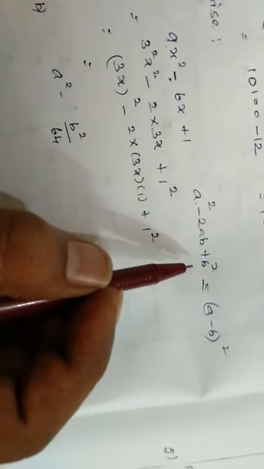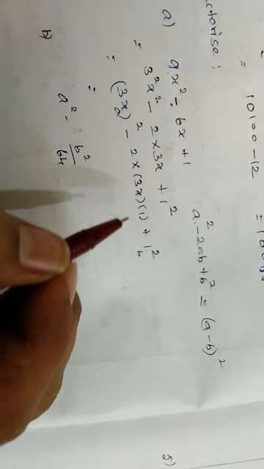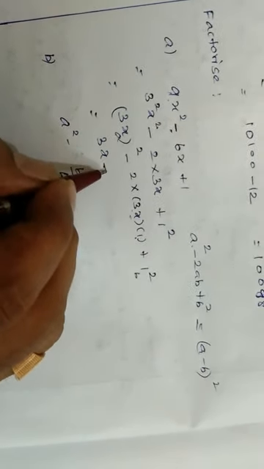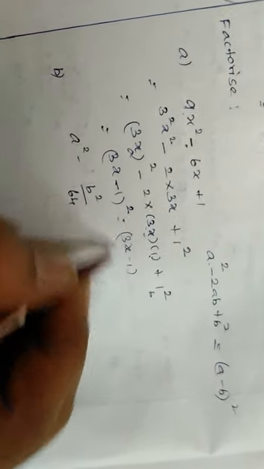So this is just compared with a square minus 2ab plus b square. So instead of a you have 3x, instead of b you have 1. Like that you are going to rearrange. So 3x minus 1 the whole square. That is 3x minus 1 into 3x minus 1.